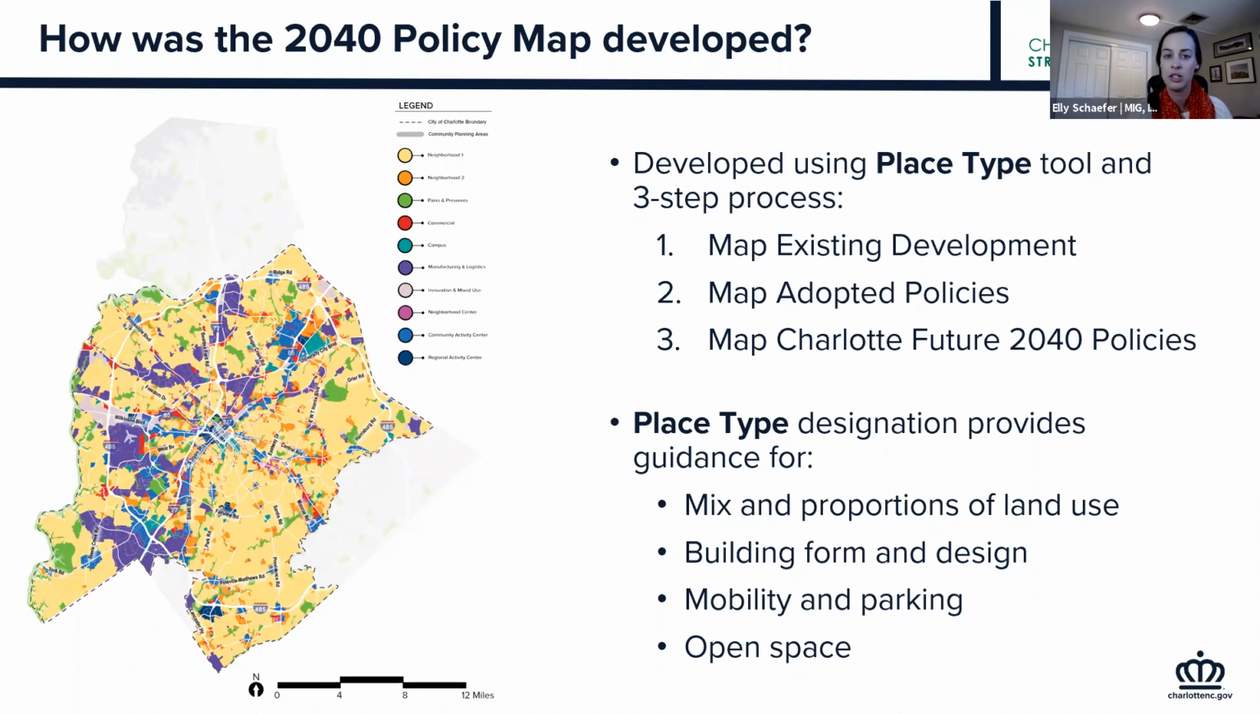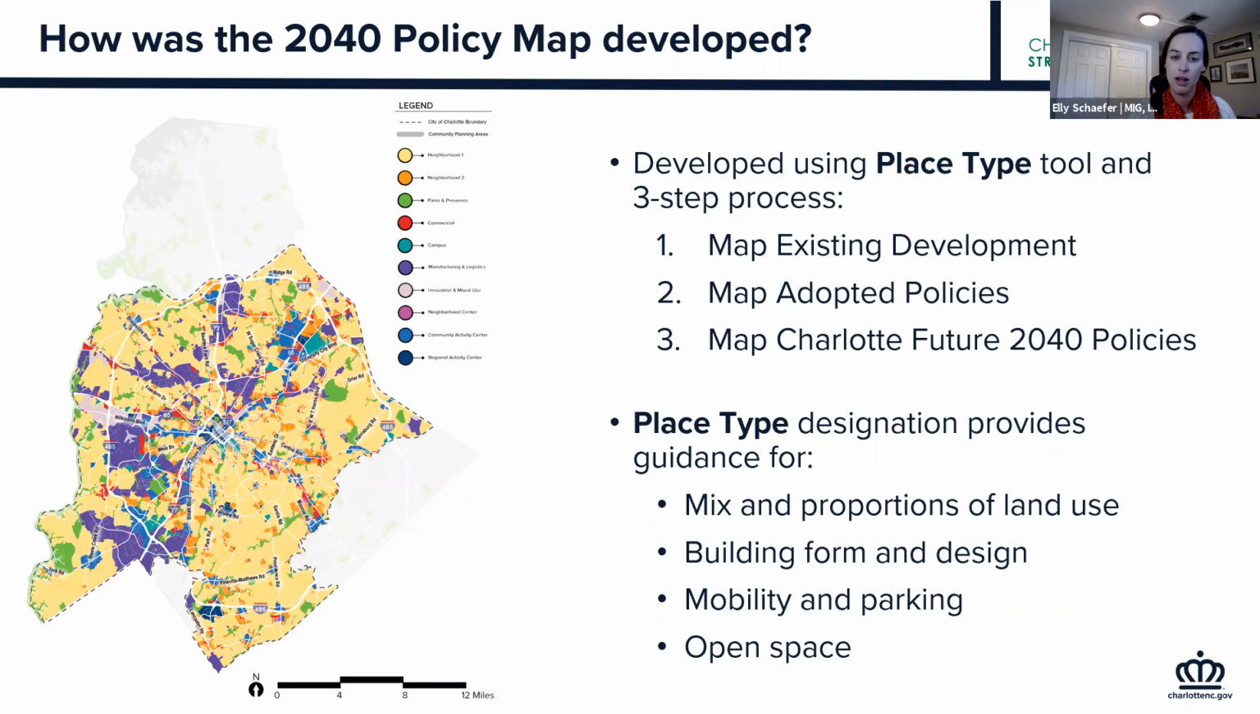So the first step was to translate existing development on the ground today into place types. This step was completed to illustrate how place types are intended to be applied at half block or block level, and it's a helpful point of reference. The second step was to translate the city's adopted area plans and zone districts into place types. So this second map illustrates how Charlotte would grow if we did nothing different and did not map the comprehensive plan policies. So we're calling the second map the adopted policies map.